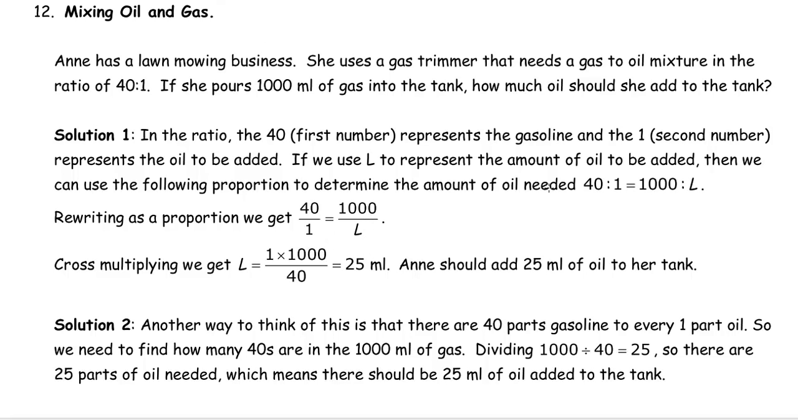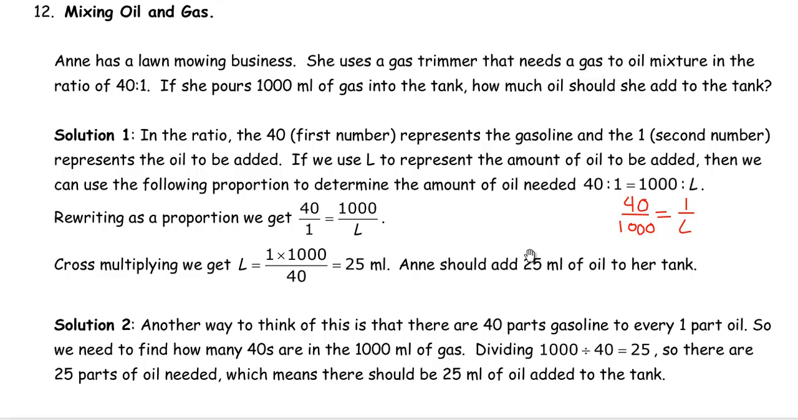A slightly different way to write that is you could write the first number in the ratio, the 40, on the left, over the first number here, equals the second number over the second number, 1 over the L. So that's a little different way to write it, but it still gets exactly the same answer. No matter which way you write it, I'm going to cross multiply to solve for L.